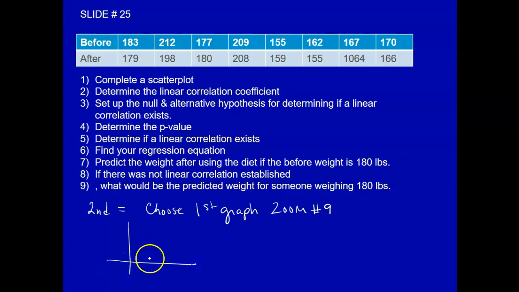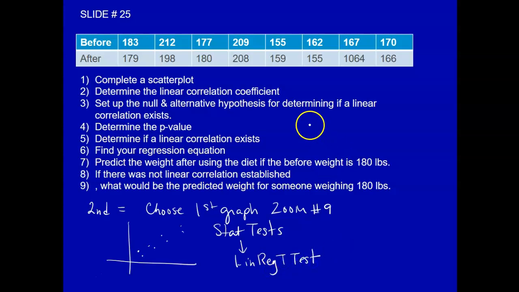So you're going to end up with a graph that looks something like this. Okay, so determine the linear correlation coefficient. You're going to go to stat, test, go all the way down to linreg t-test, and you're going to choose to do that. Okay, so when you do your linreg t-test, you are going to get an R value that is 0.965.